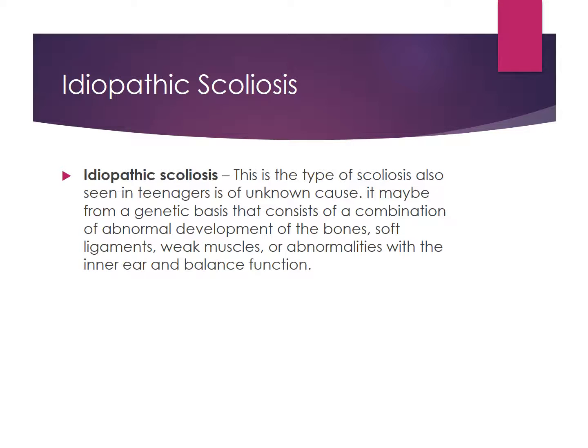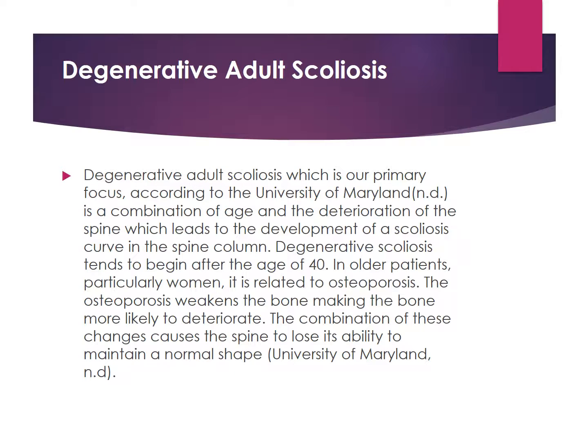Just a brief overview of the idiopathic scoliosis process. This type of scoliosis is also seen in teenagers, and it is of unknown cause. It may have a genetic basis that consists of a combination of abnormal development of the bones, soft ligaments, weak muscles, or abnormalities with the inner ear and balance function.